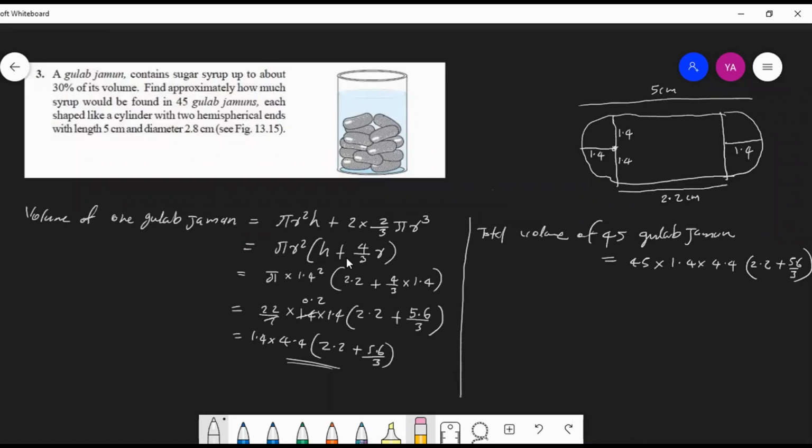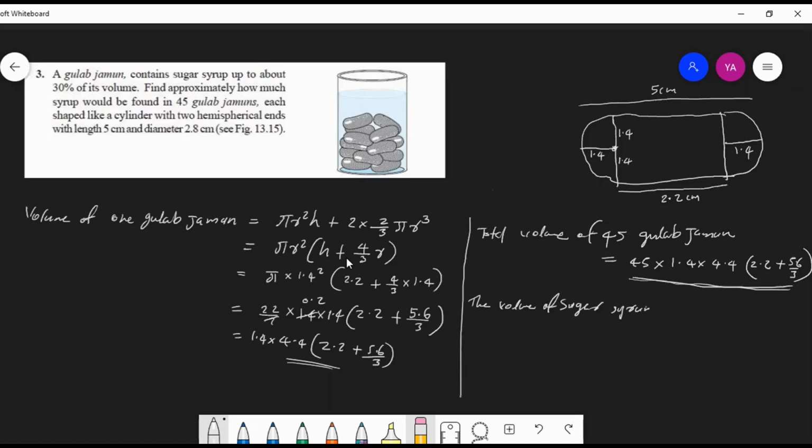The volume or the amount of the sugar syrup will be 30% of this gulab jamun volume. So for the 45 gulab jamuns, the total volume is this much. Out of this volume, this 30% is the volume of the sugar syrup. That's what our question asks. So next step I write the volume of sugar syrup.